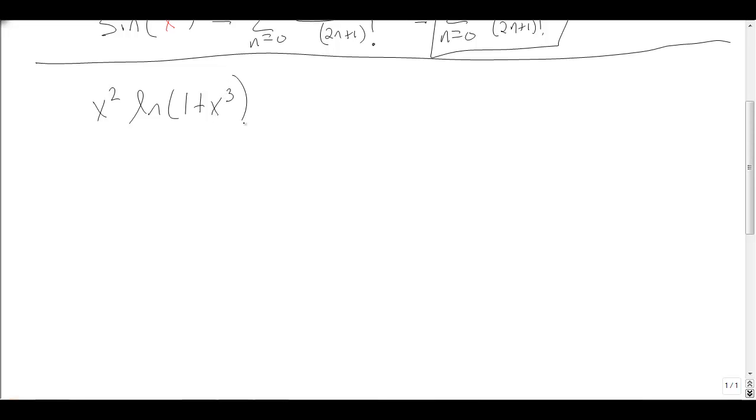Well, here, I'm going to look at this. This is a product. The x squared is just going to multiply or increase the exponent on the x's inside of the series. So the x squared we can deal with later. Natural log 1 plus x cubed looks a lot like natural log 1 plus x, but I'm plugging in x cubed instead of x. So what I'm going to do is use a series for natural log 1 plus x.